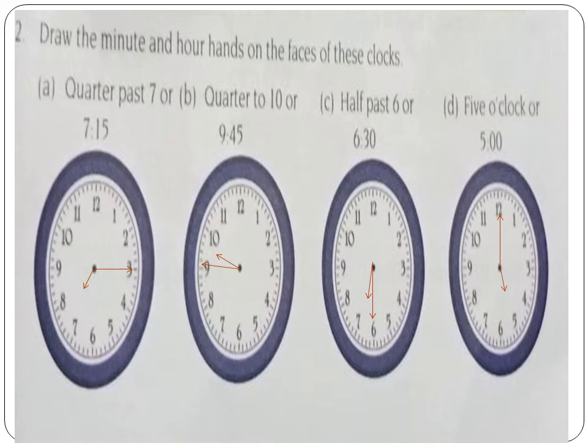Next, time in hours, it is 5 o'clock, or 5 colon with 2 zeros. So the long hand is pointing towards 12. The short hand is pointing towards 5. When you turn the page, you have got 8 more sums that you are doing as homework.